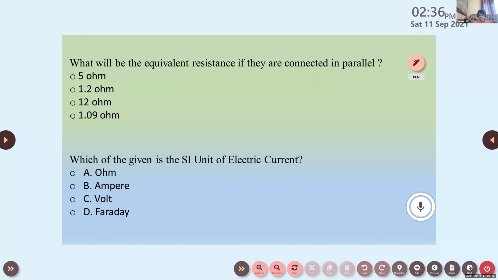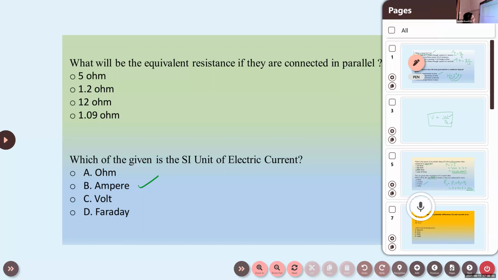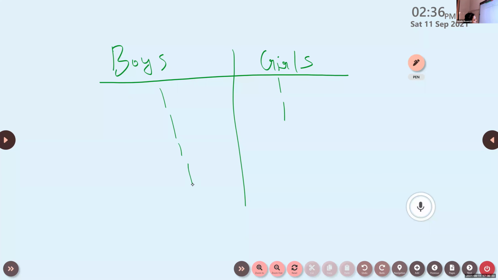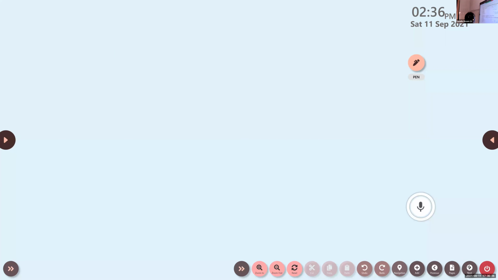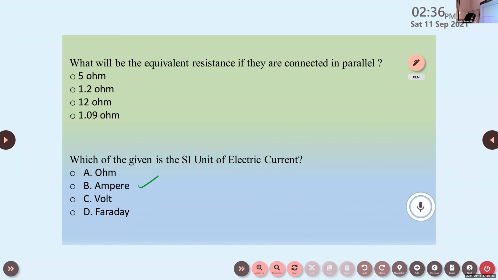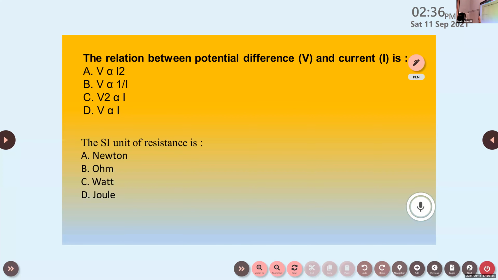Ampere. Ampere is the right answer. The SI unit of electric current is ampere. The next question is to girls. The second question: SI unit of resistance. For girls, SI unit of resistance. Ohm. SI unit of resistance is ohm.